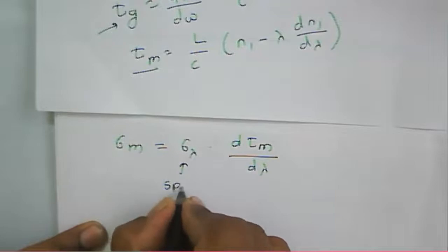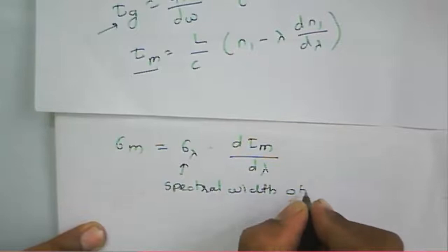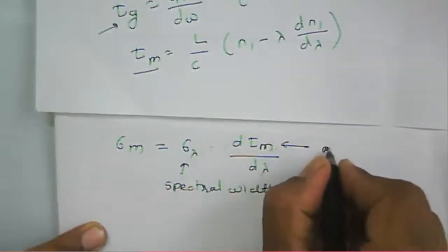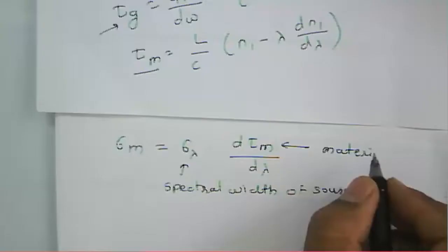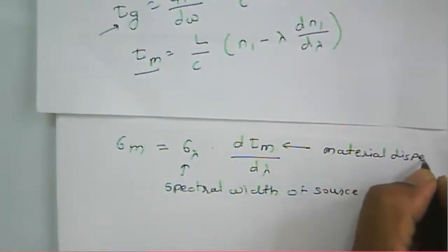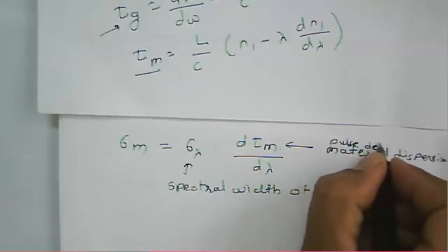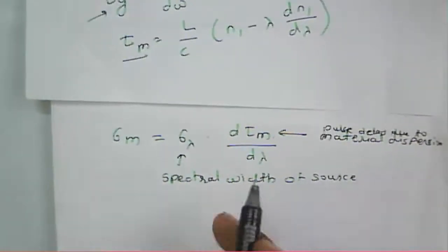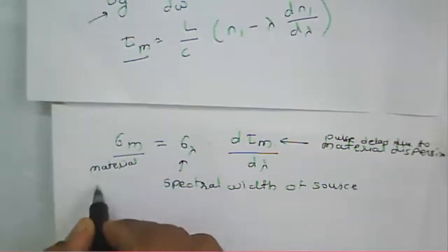So this is the spectral width of the source, and this belongs to the material dispersion. Sorry, this is nothing but the pulse delay due to the material dispersion. That is the pulse delay due to material dispersion, and this is what we call the material dispersion.